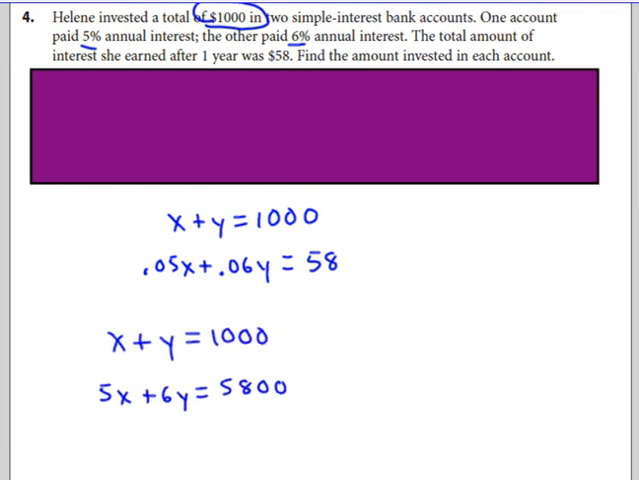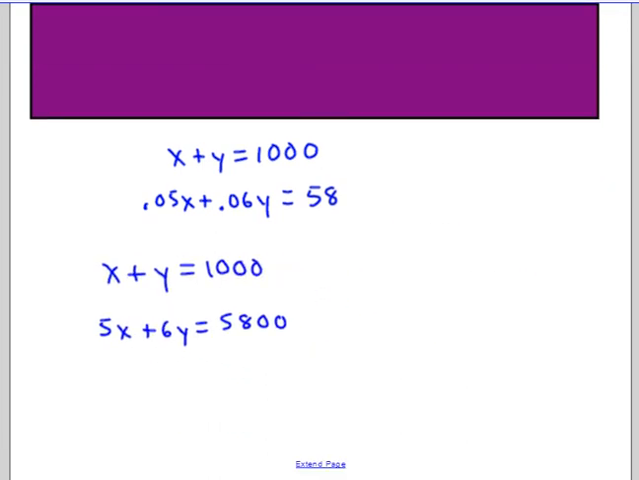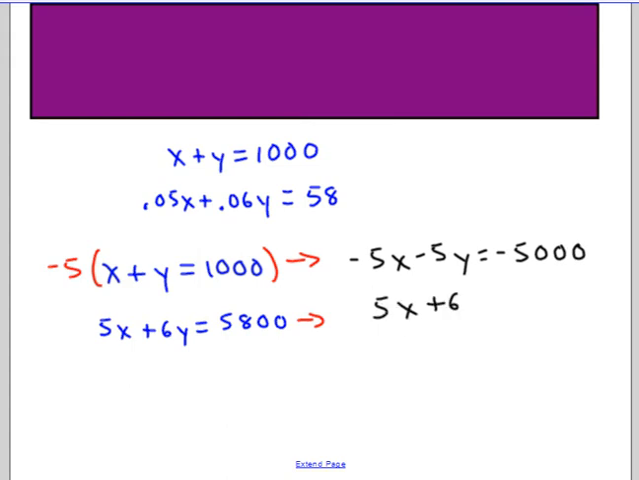Now, we can solve this by graphing, we can solve it by substitution, we can solve it by elimination. I'm going to choose to solve it by elimination. I'm going to eliminate the x's. So I'm going to multiply this top equation by -5. So when I do that, the top equation becomes -5x minus 5y equals -5,000. The bottom equation stays 5x plus 6y is 5,800.